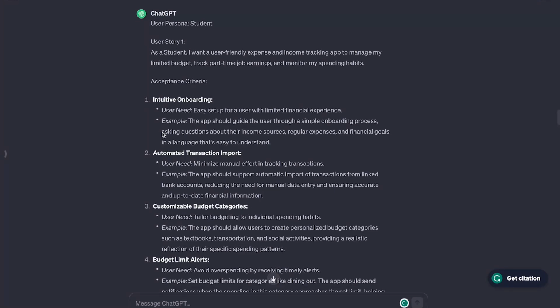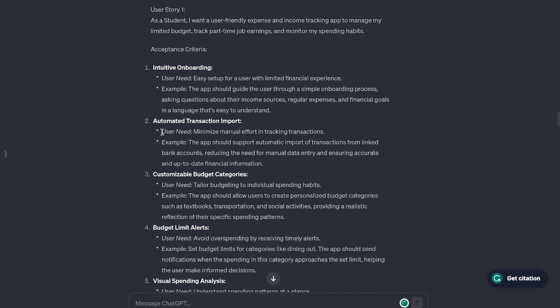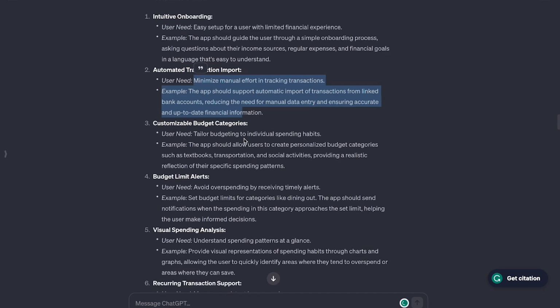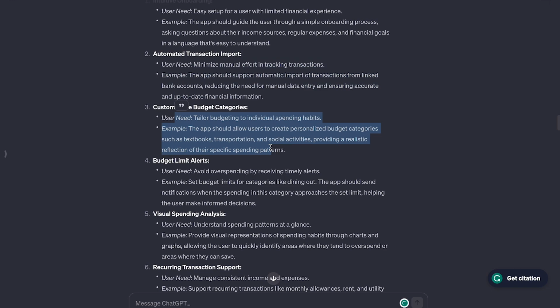So here again, ChatGPT wasn't really helpful. It did give some direction, but it wasn't really helpful, right? So it says intuitive onboarding. That has nothing to do with redesigning the app. Automated transaction import, which the app already does. Budget categories, we're not focusing on that.